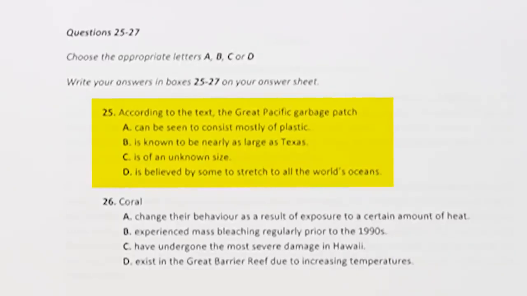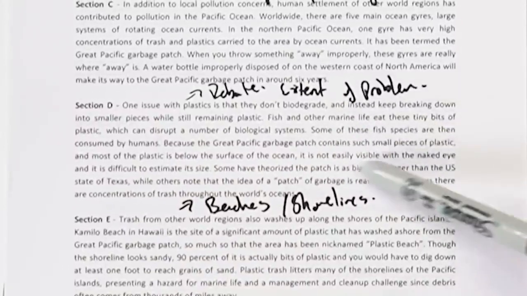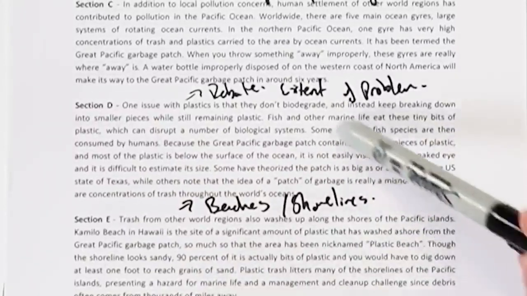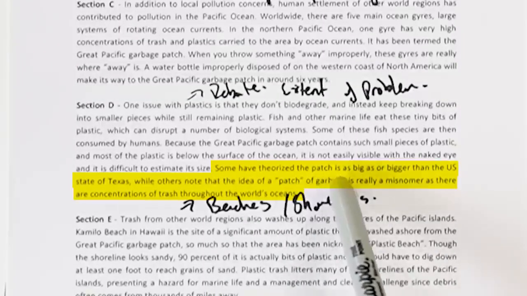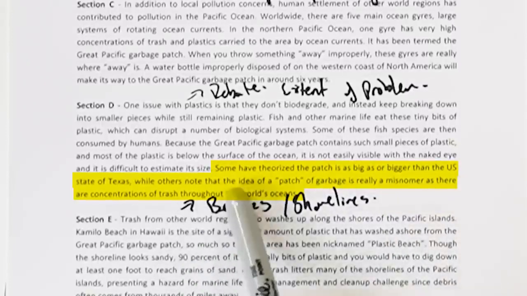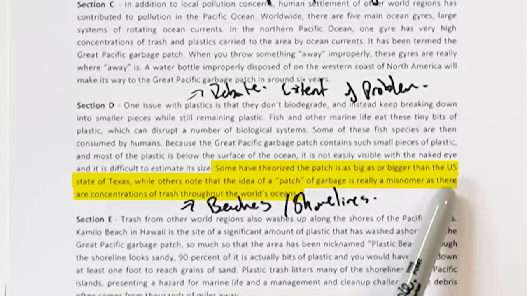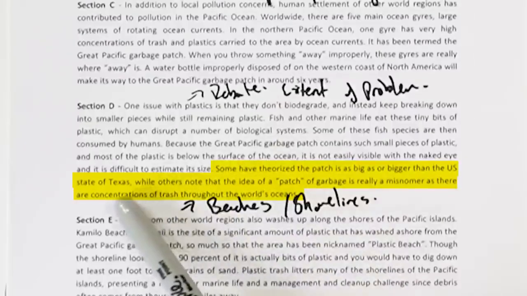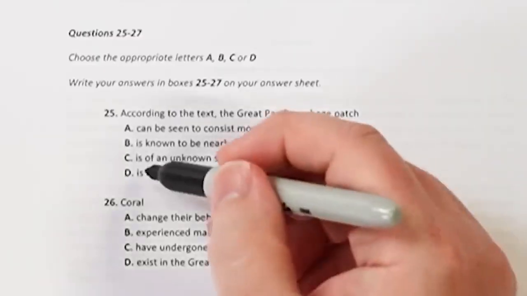So the next thing we need to do is find the location. Luckily for us, we have already done that, so it's going to be quite easy for us to find that. That should be in this area. So we now need to read closely in this area to see if we can find the correct answer. So some have theorized the patch is as big or bigger than the US state of Texas, while others note that the idea of a patch of garbage is really a misnomer, means it doesn't really make sense, as there are concentrations of trash throughout the world's oceans. So it's not that one.